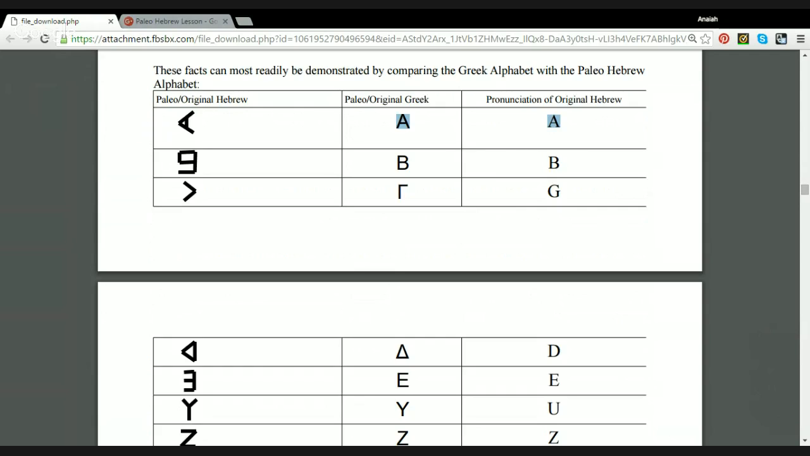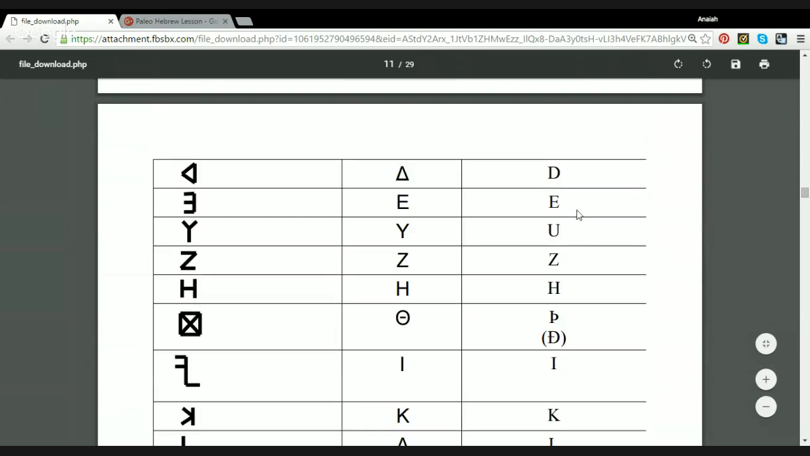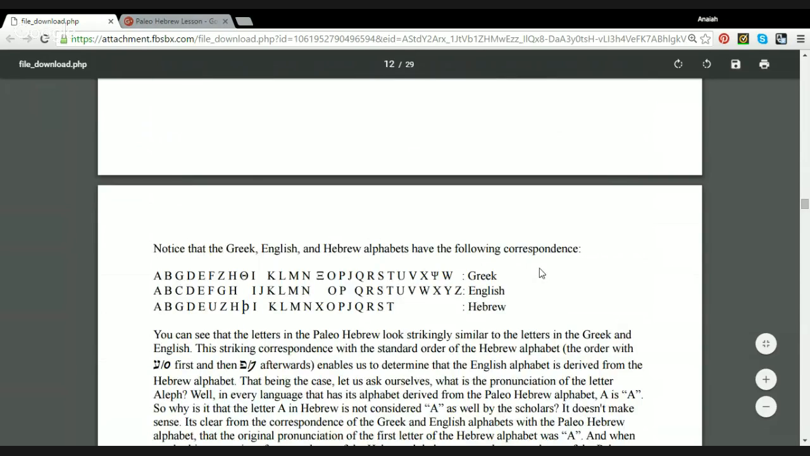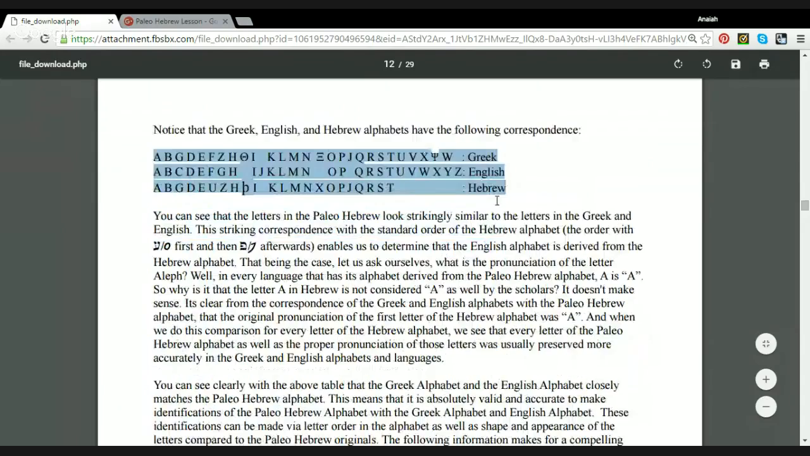Let's see here. Okay, and now here's the English, and compare the English. Look, this looks like a C, by the way. The G, it looks like a C. So you go D, E, U. It's all the same, even in English. It looks the same exact as we went through before. So now I say right here, notice that the Greek, English, and Hebrew alphabets have the same correspondence. I give the letters right here. Same correspondence. Striking. Don't you agree? Yeah. Striking correspondence.